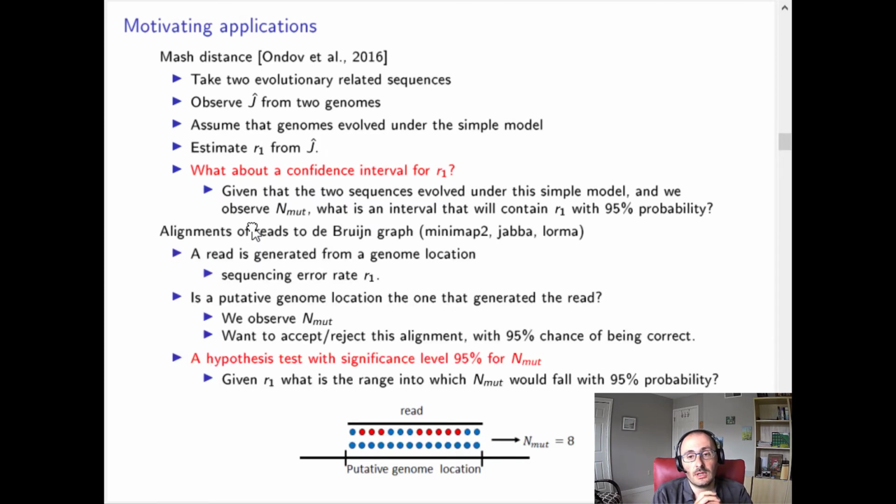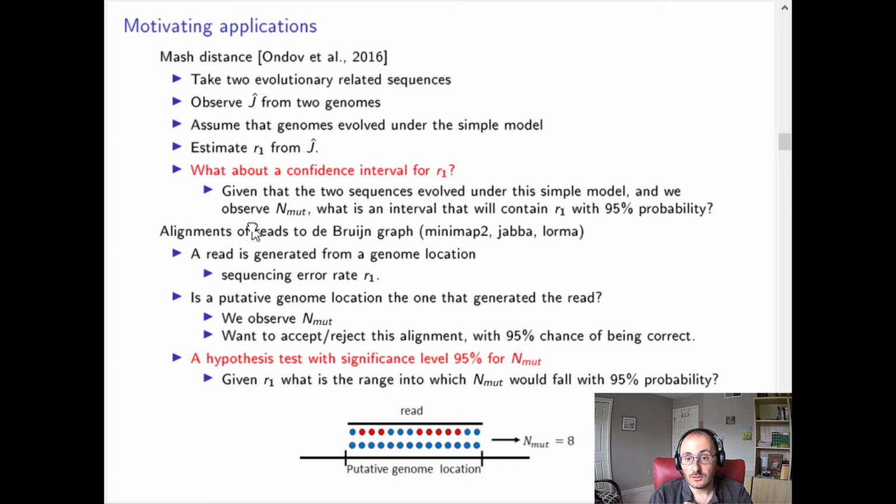Another example is the alignment of reads to a reference, where the reference is represented by a de Bruijn graph. In this case, we're working again with kmers rather than individual nucleotides. In this scenario, the read is generated from some genome location, but there is a sequencing error rate R1, and our simple mutation process actually captures this.